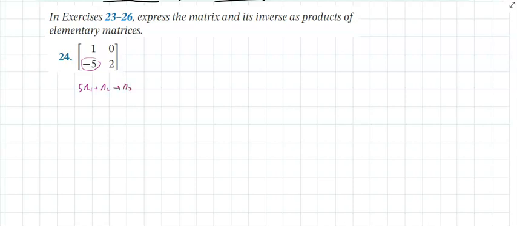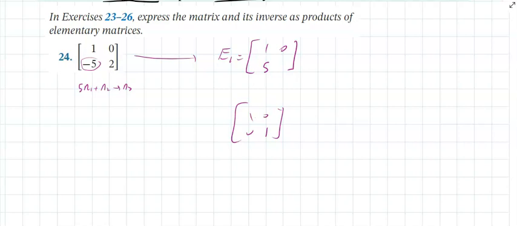So here we will say the first elementary operation we did. So again, if I had 1, 0, 0, 1, and I was to multiply row 1 by 5 and add it to row 2, wouldn't that be it?